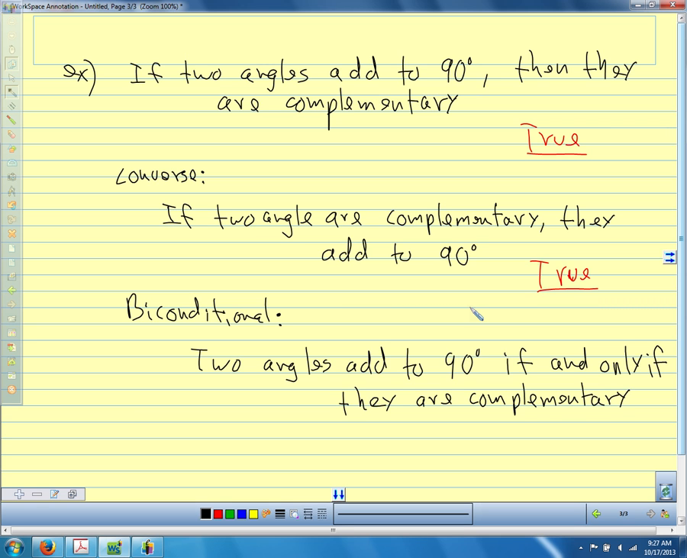Because both parts of the biconditional are true, the conditional and the converse, this would make a good definition for complementary angles. Questions on that example? So let me write under here in red, good definition. This would be a good definition of complementary angles.